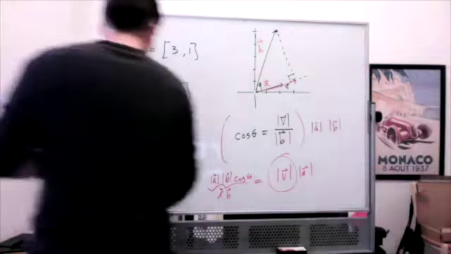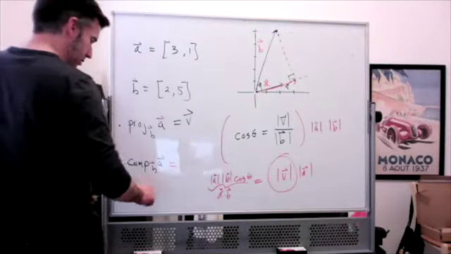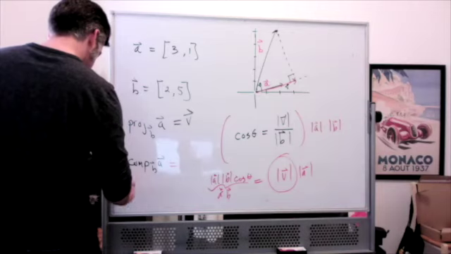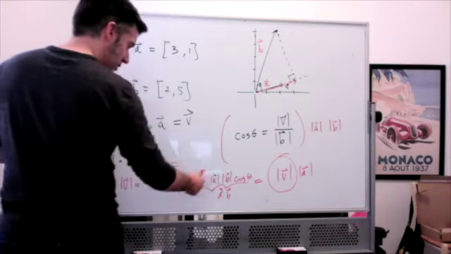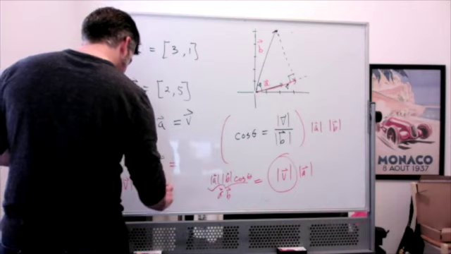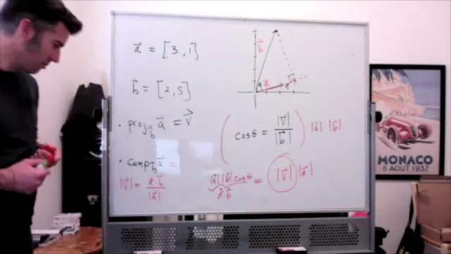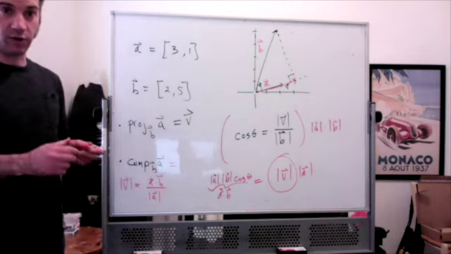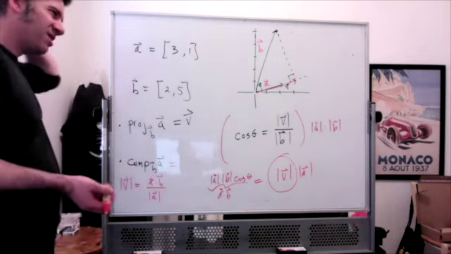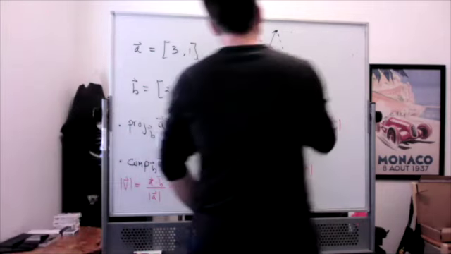So the magnitude of V, which is the component of B onto A, is equal to the dot product divided by the magnitude of A. So that's how you figure out how long the projection is. I would say there might be a better way, but this is probably the best way, because you don't usually know this angle.